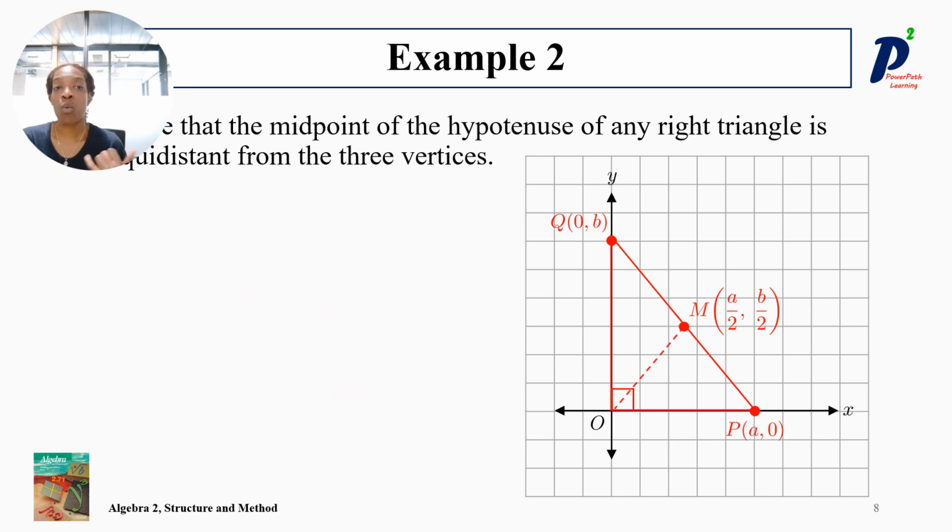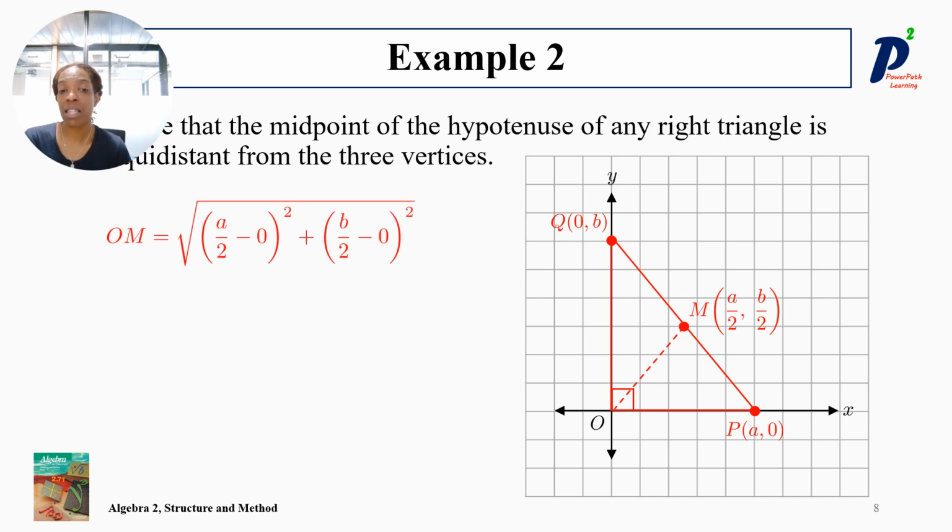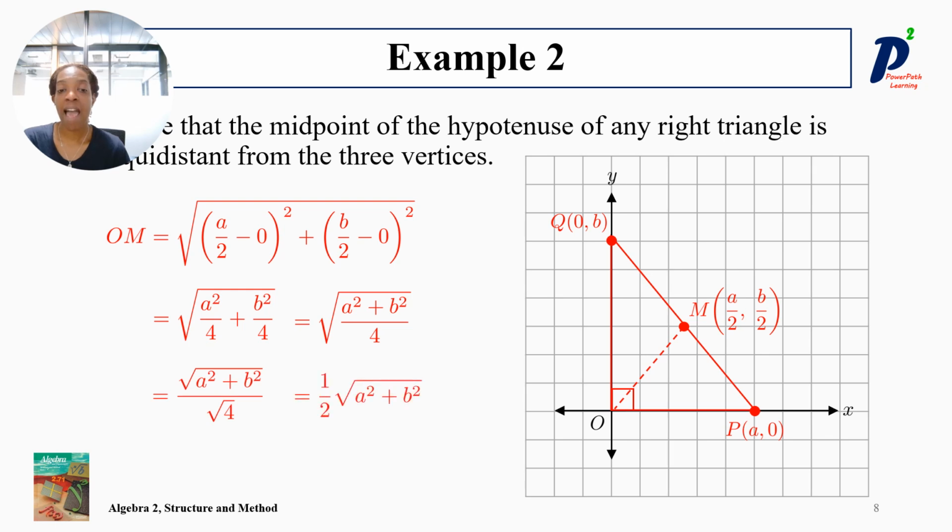Okay, so we're going to use the distance formula to find the length of OM. So after plugging everything in, I get the square root of a squared over 4 plus b squared over 4. I'm going to combine this into one fraction and then take the square root of the numerator and the denominator. I'm left with OM equals 1/2 times the square root of a squared plus b squared, which is the proof that we wanted. So we're done.